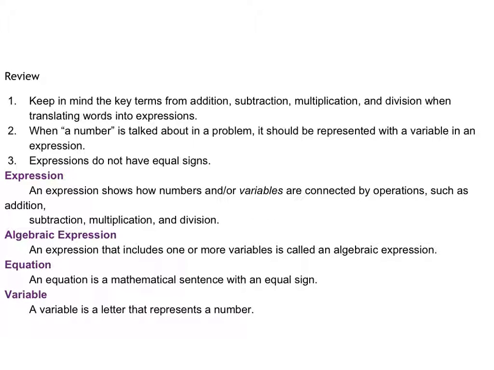So to review, keep in mind the key terms from addition, subtraction, multiplication, and division when translating words into expressions. When a number is talked about in a problem, it should be represented with a variable in an expression, and expressions do not have equal signs. An expression shows how numbers and/or variables are connected by operations such as addition, subtraction, multiplication, and division. An algebraic expression includes one or more variables. An equation is a mathematical sentence with an equal sign, and a variable is a letter that represents a number.